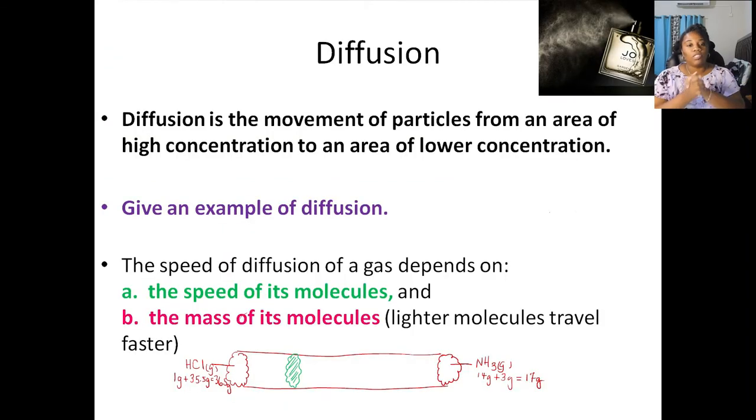Let's start with diffusion. Diffusion is the movement of particles from an area of high concentration to an area of low concentration. Give an example of this. Anybody? Any takers?